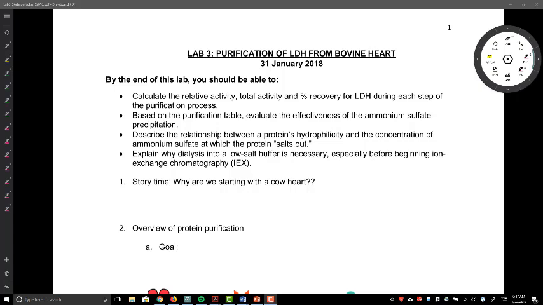And then finally, you need to explain why after the ammonium sulfate precipitation, we need to dialyze our sample into a low salt buffer, and why this is especially important for ion exchange chromatography, or IEX, which is the next step of our purification.